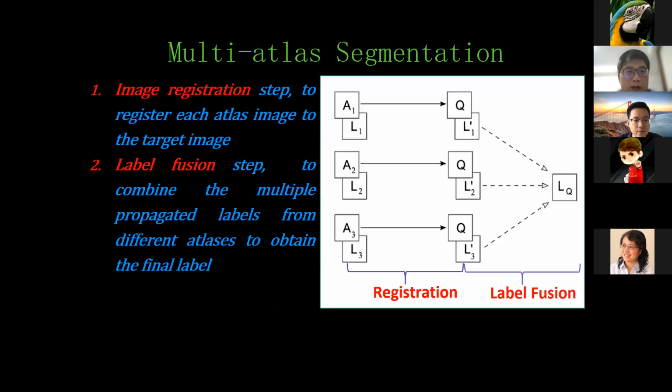In brain MRI segmentation, a widely used method is multi-atlas segmentation. Usually there are two steps. The first one is image registration. In this step, we register each atlas image to the target image. The second step is label fusion. In this step, we combine the multiple propagated labels from different atlases to obtain the final label.